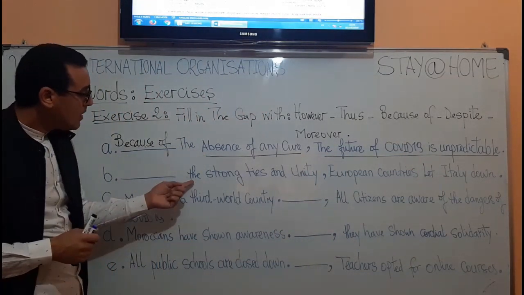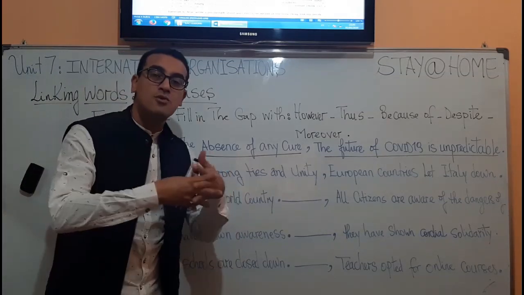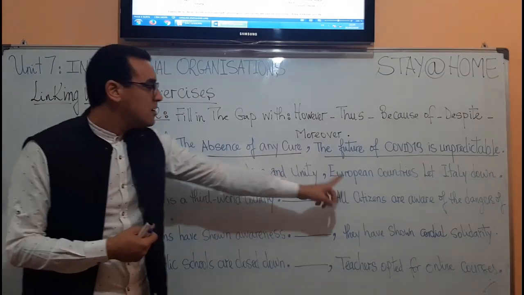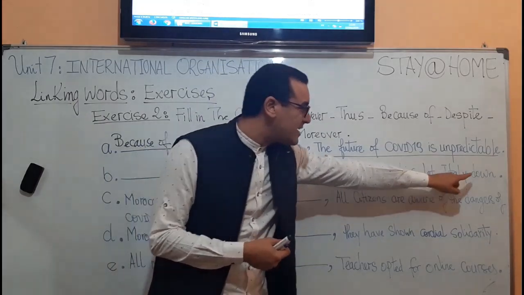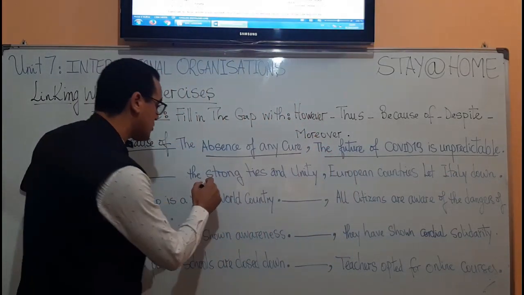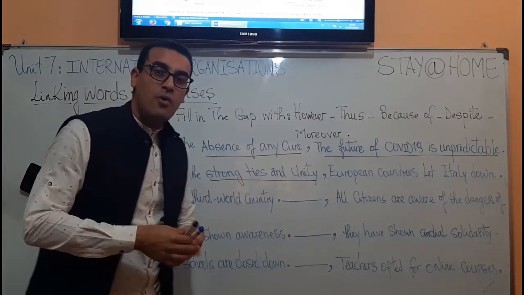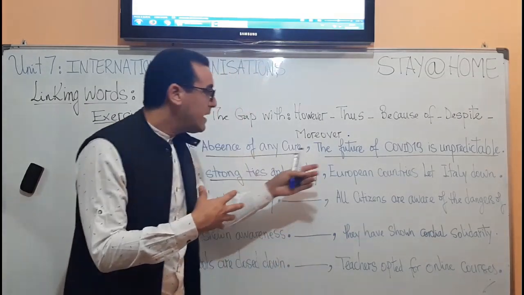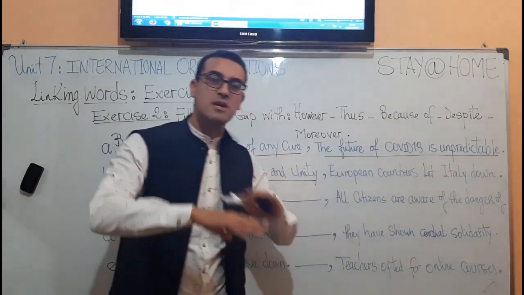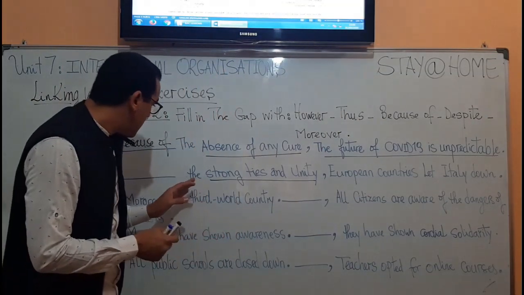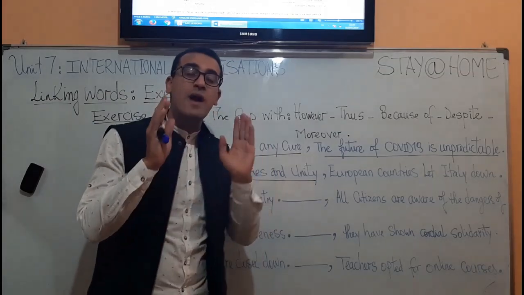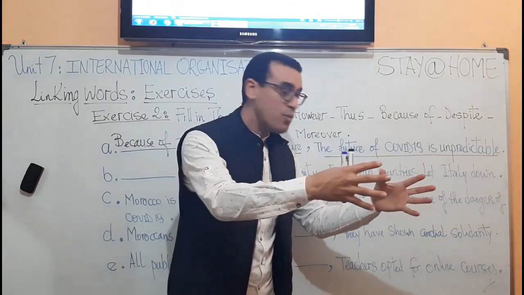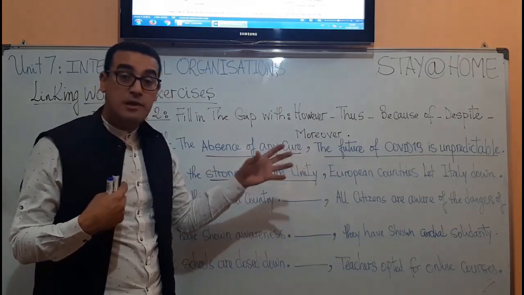Statement B. The strong ties means relationships. The strong ties and unity, European countries let Italy down. So we have strong ties and unity. There are strong relations or strong relationships with Italy from the part of some European countries. It means that all European countries are making one unity. But at that moment of the spread of coronavirus, all European countries withdrew from the issue of Italy.